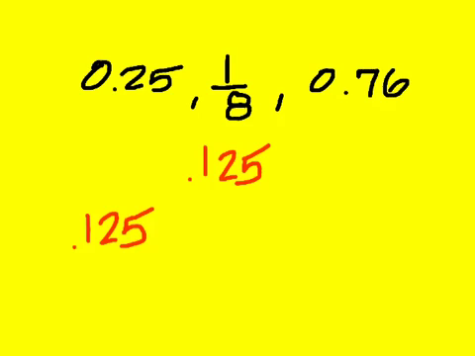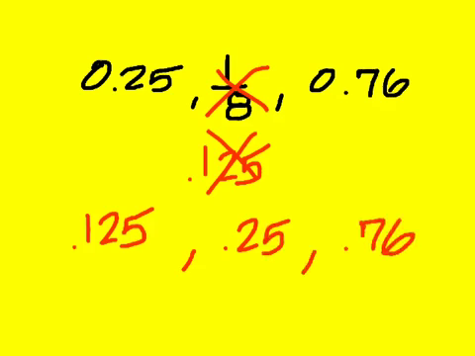0.125 is the least. So that one's gone. And now what's the next highest one? Yeah, 0.25, and then that leaves you with 0.76.